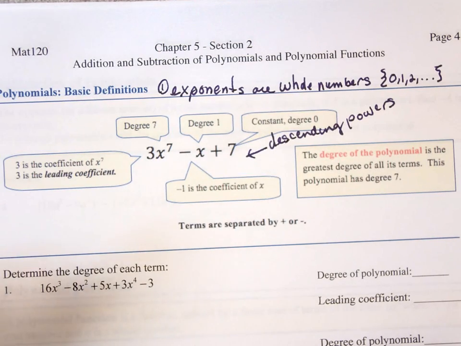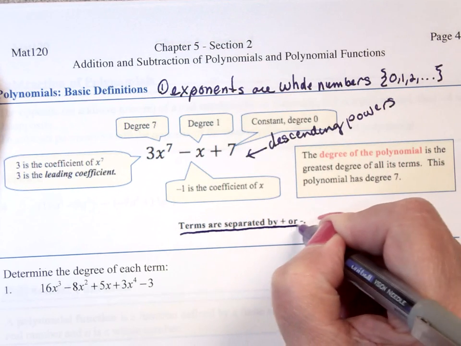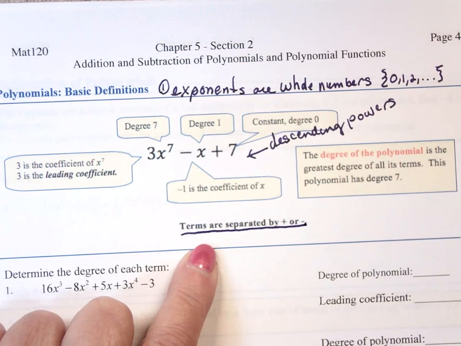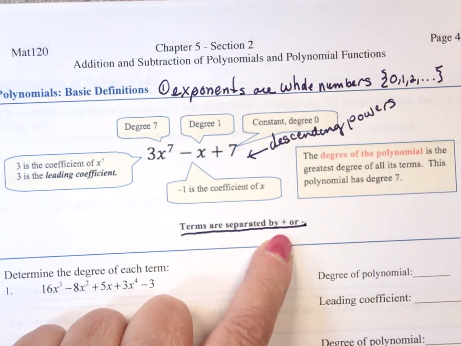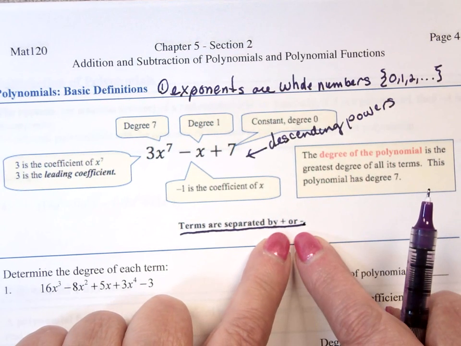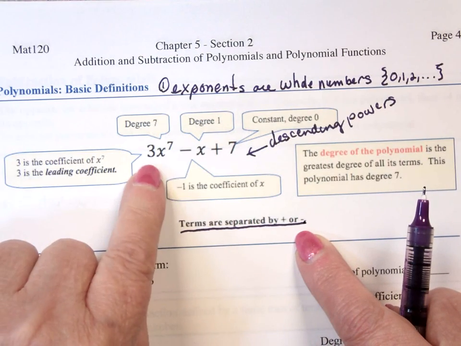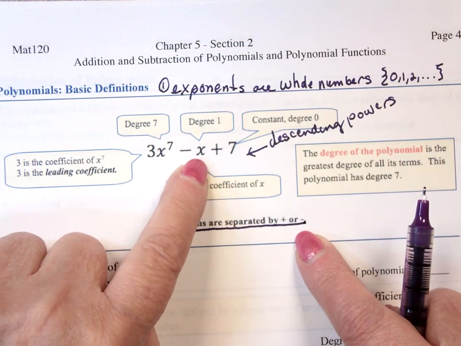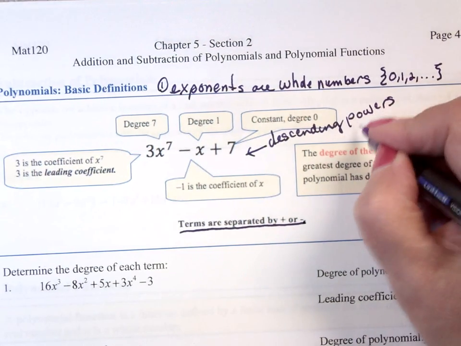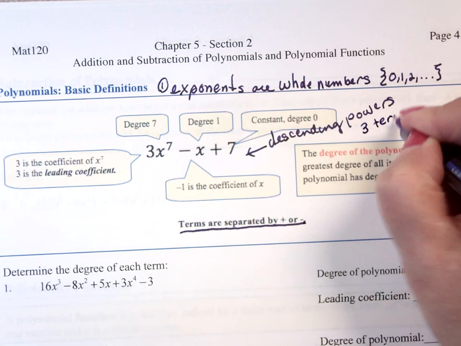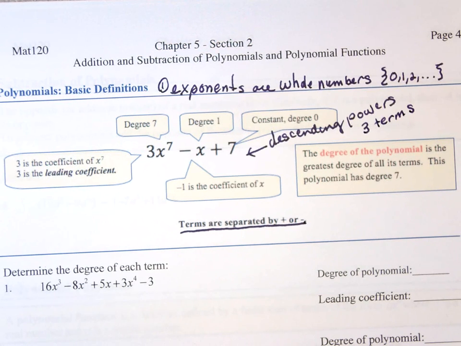Now, polynomials also have things called terms. They say terms are separated by additions or subtractions, pluses or minuses. So I look at it: here is a term, subtract, a term, add, a term. So this one has three terms.